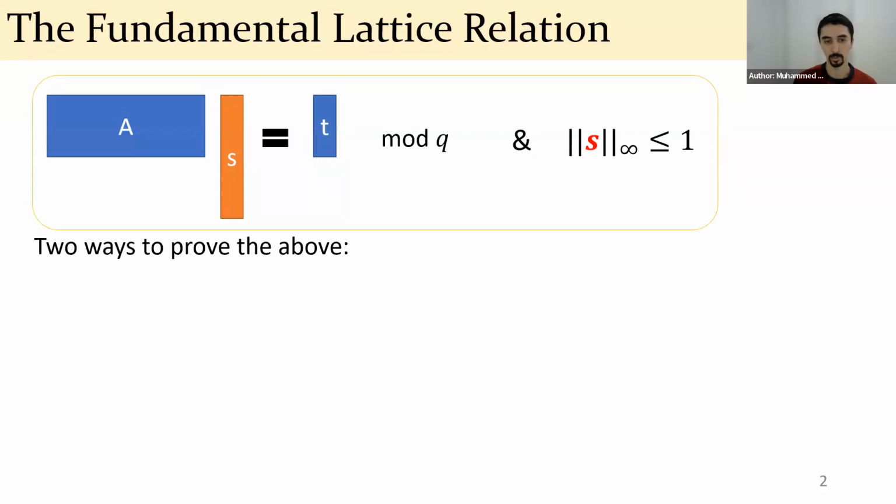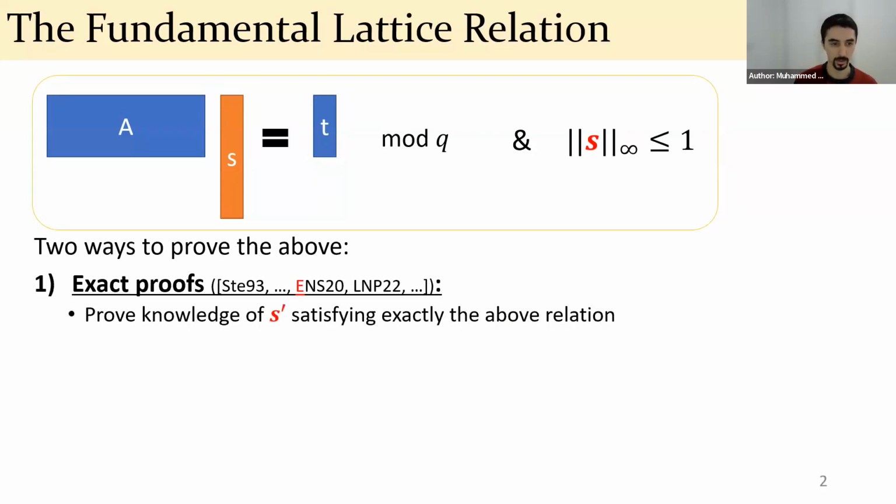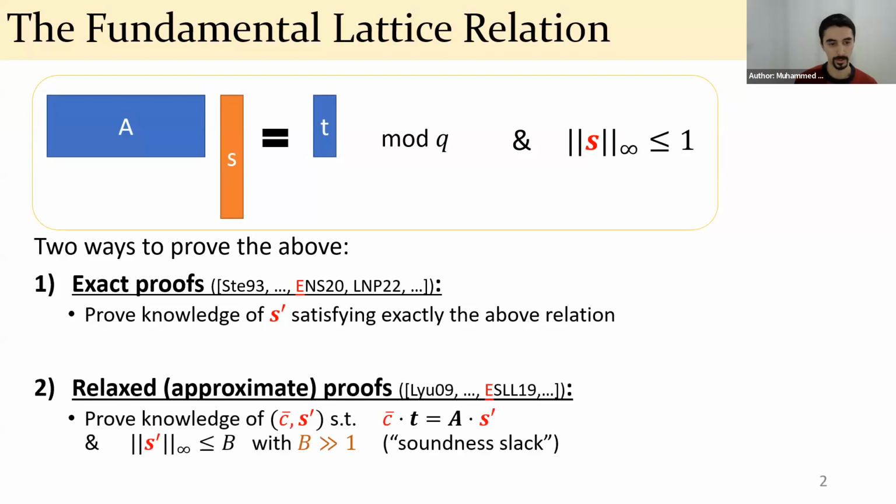And as I mentioned, we see this relation almost everywhere in lattice-based cryptography. There are two ways we can prove this relation. One is so-called exact proofs. In this setting, you would really prove knowledge of some vector S prime that satisfies this relation exactly. So A times S prime is equal to T mod Q, and S prime has coefficients bounded in absolute value by 1. And then there is a second way of proving this relation, which is called relaxed or approximate proofs. In this setting, we prove knowledge of C bar and S prime, where C bar is some scalar. Instead of proving the exact relation, we have an approximate relation, where C bar times T is equal to A times S prime.